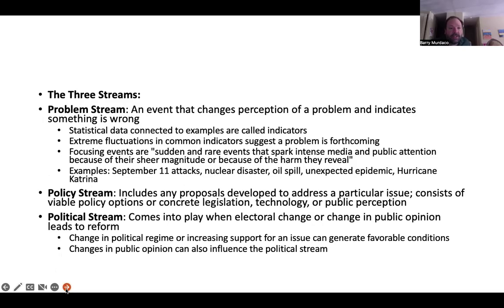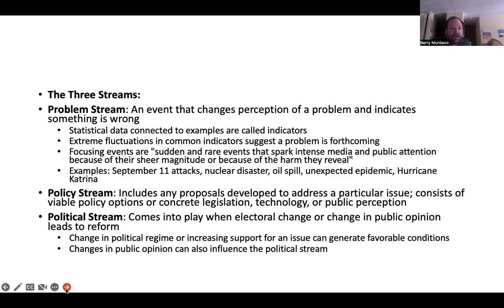Now, again, I'll cover it again, but I already have, if you look back to the first class, basically how this 3 streams approach works. So you have the problem stream, an event that changes a perception of a problem and indicates something is wrong. It can rely on many different things, like statistical data connected to examples called indicators. Extreme fluctuations in common indicators suggest a problem is forthcoming.